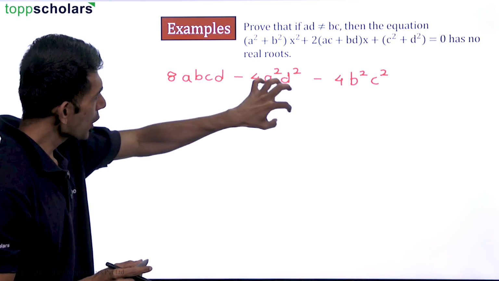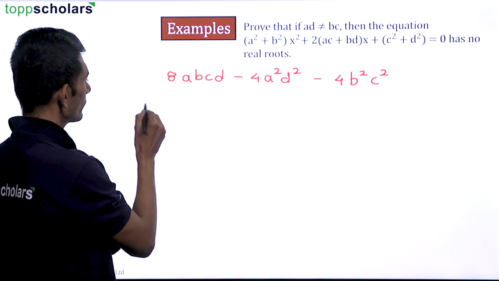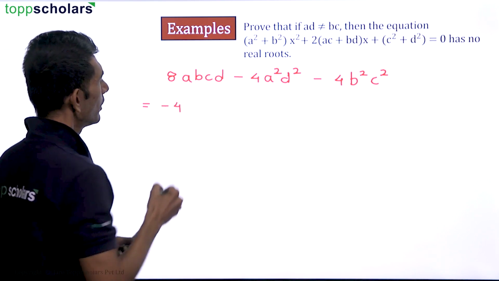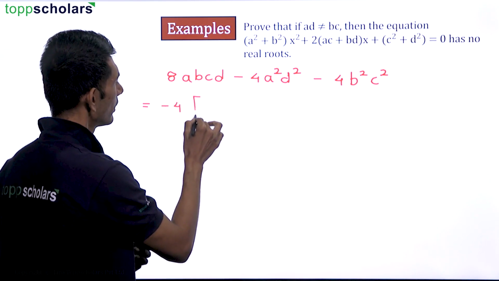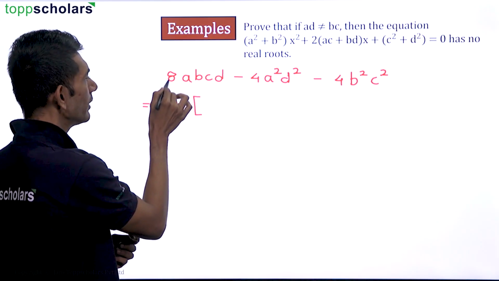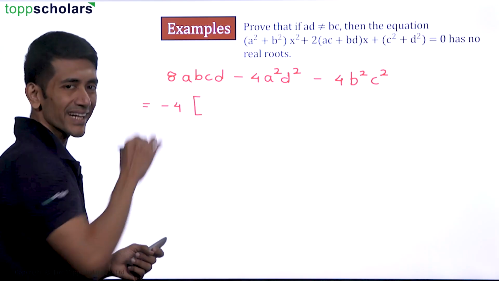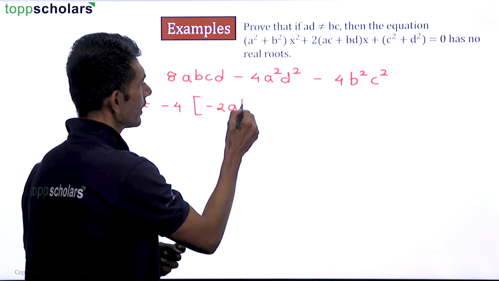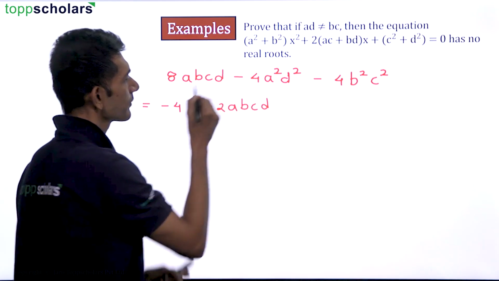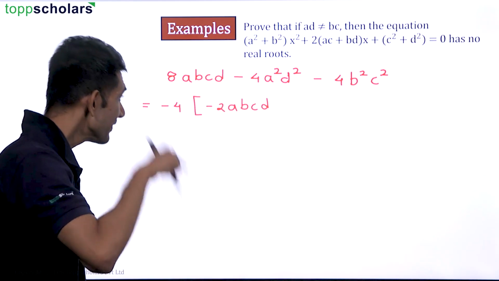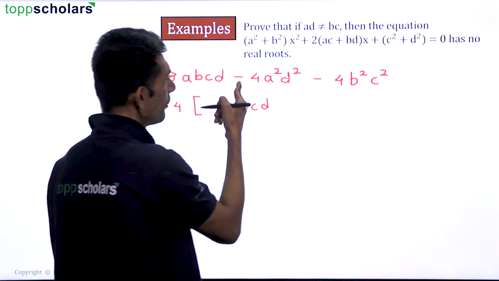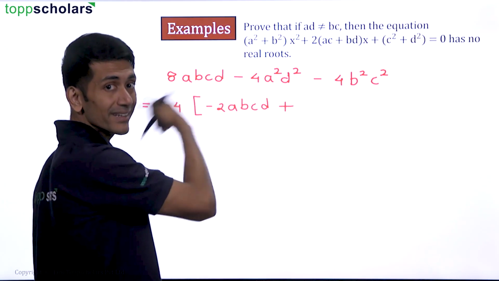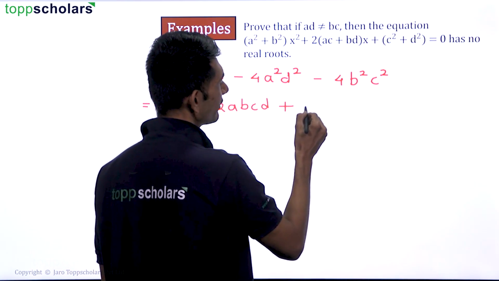Can I take minus 4 common? So this is equal to minus 4. If I take minus 4 common from 8, 4 2s are 8, so that becomes minus 2abcd. Correct. Then here minus 4 is outside, so this becomes plus, because minus is outside. So this is a²d².